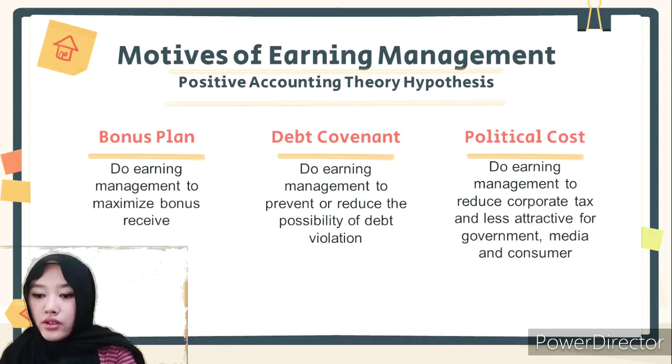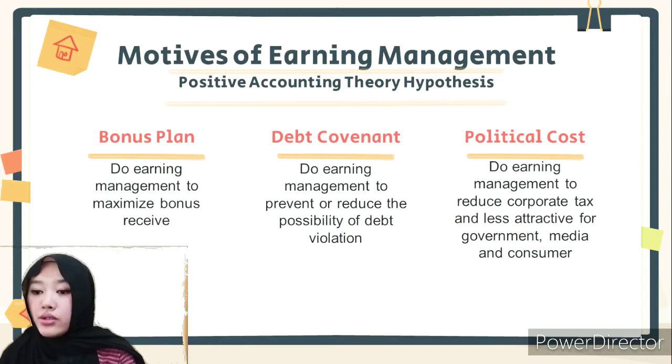renegotiating the loan period. The closer the company is to debt violation, the more managers tend to use accounting procedures that can move future profit to the current profit, with the aim of reducing the possibility of the company experiencing debt violation. And the third one is the political cost hypothesis.